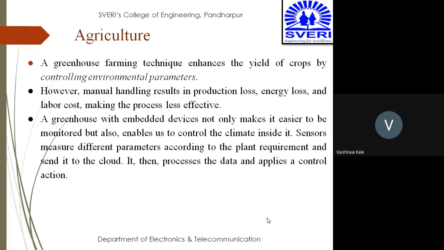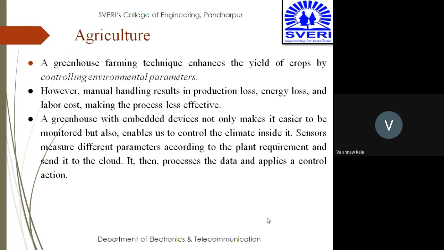However, manual handling results in production loss, energy loss, labor cost, and makes the process less effective. So instead of handling manually, why not go for a greenhouse? A greenhouse with embedded devices not only makes it easier to be monitored, but also enables us to control the climate inside, which is very much important. During the summer, because of high temperature, the plants get dried up. Or in the rainy season, because of the large amount of rain, they get wasted.